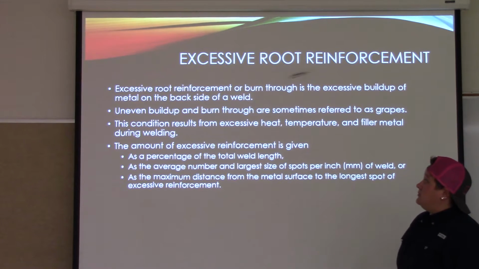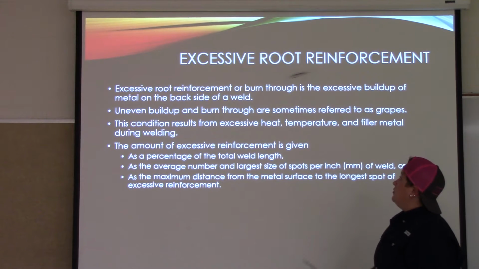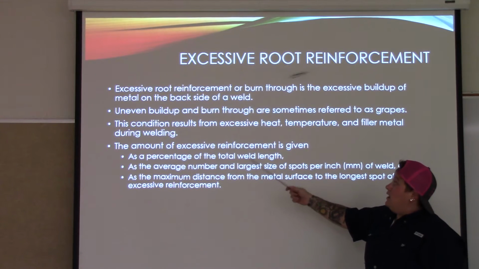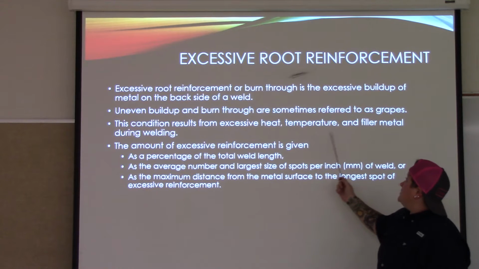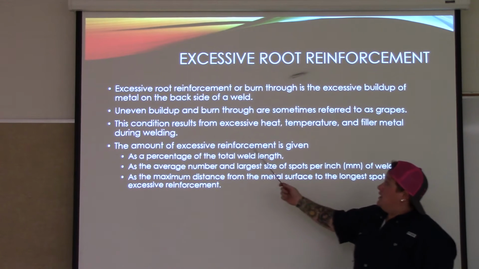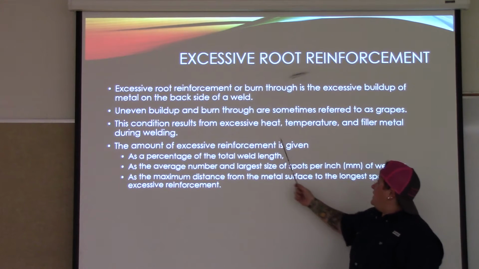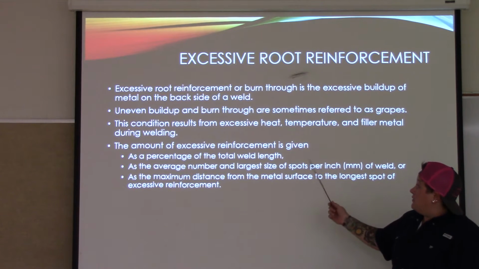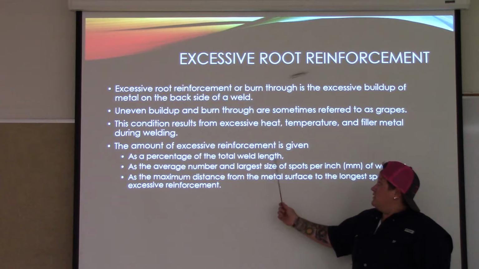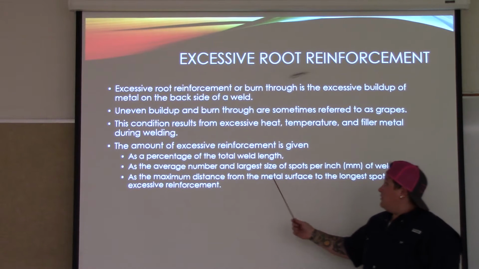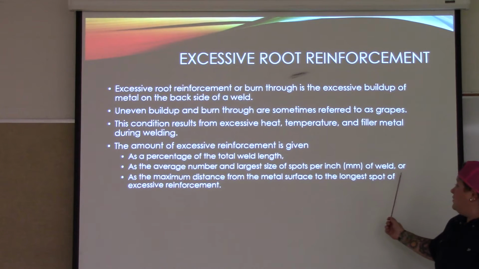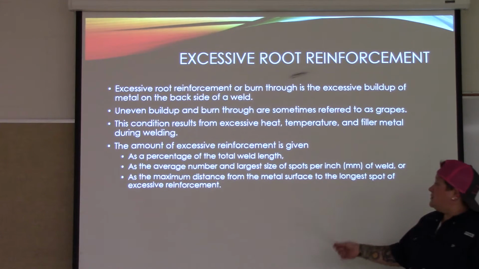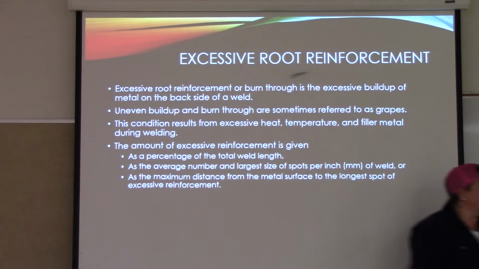Excessive root reinforcement. Excessive root reinforcement or burn through is the excessive buildup of metal on the backside of the weld. Uneven buildup and burn through are sometimes referred to as grapes. This condition results from excessive heat, temperature, and filler metal during welding. The amount of excessive reinforcement is given as a percentage of the total weld length, as the average number and largest size of spots per inch of the weld, or as a maximum distance from the metal surface to the longest spot of excessive reinforcement.